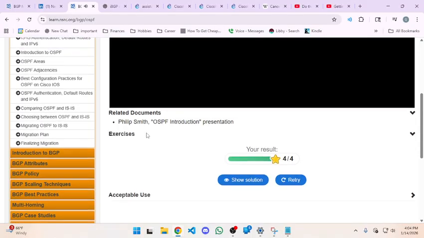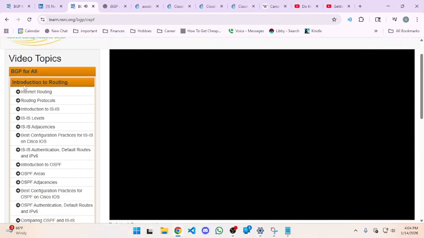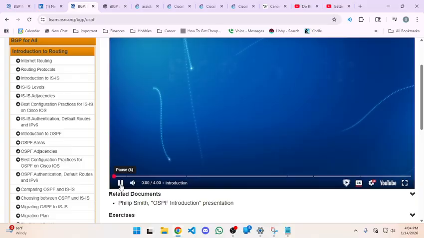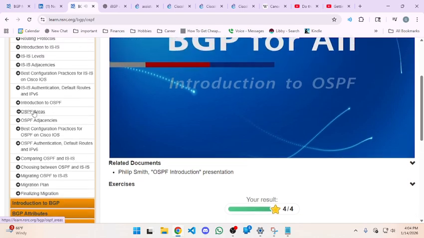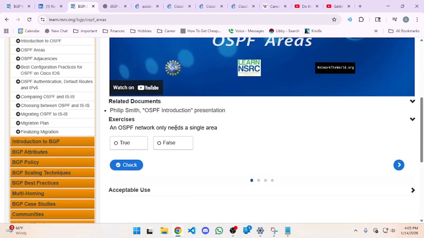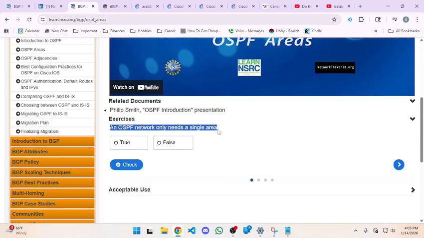All right, sounds good. So which one was this? This is Introduction to OSPF. Okay, so next is areas. An OSPF network only needs one single area.